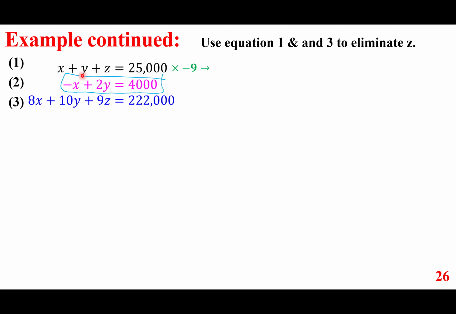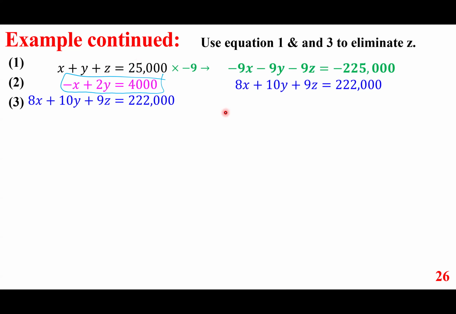Negative 9x, negative 9y, negative 9z. You multiply this one by negative 9, you get negative 225,000. And equation number 3, do not touch it. Just write it just the way it is. And as you can see, these two cancel each other.